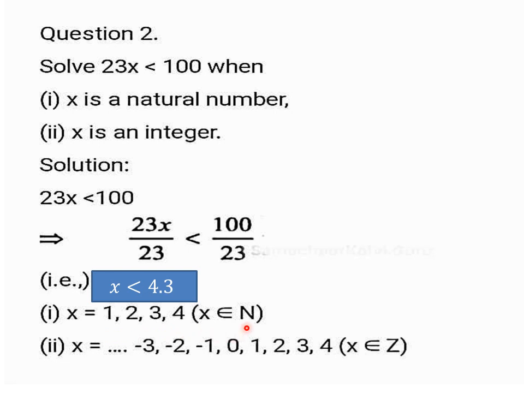Second subdivision, x is an integer. So what are the integers less than 4.3? All the negative values, and 0, 1, 2, 3, 4. So these are the integers which are less than 4.3. So we have only written here x is an integer.